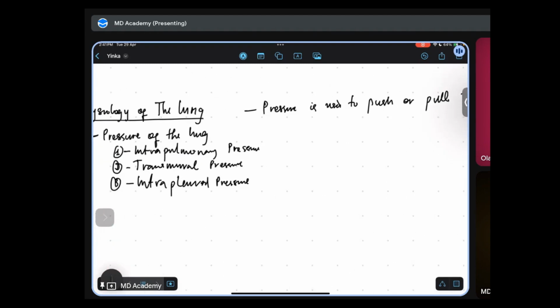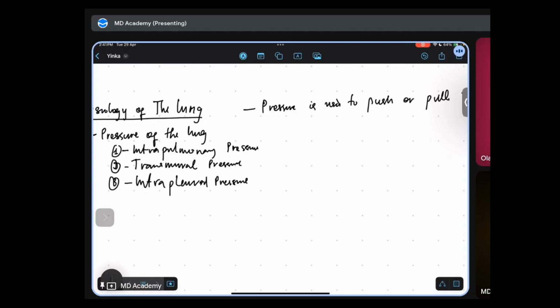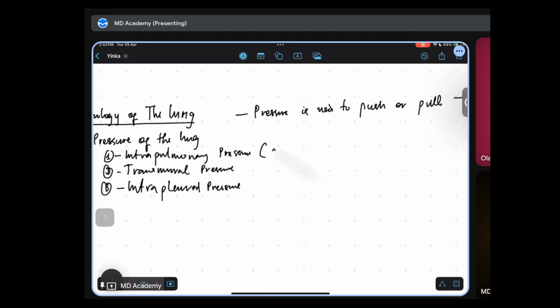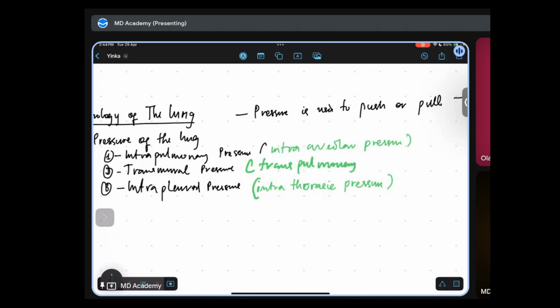So now coming back to this, before I jump into the lung volume, what is the intrapulmonary pressure? The intrapulmonary pressure is otherwise called the alveolar pressure. Or should I add the intra to it? Yes, indeed. So the intrapulmonary pressure is the same as the intrathoracic pressure. Then the transmural pressure is the same as transpulmonary pressure.